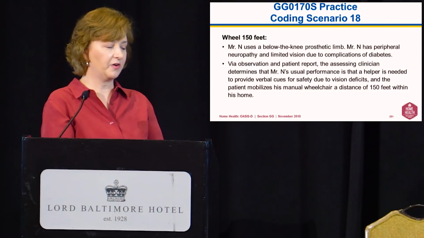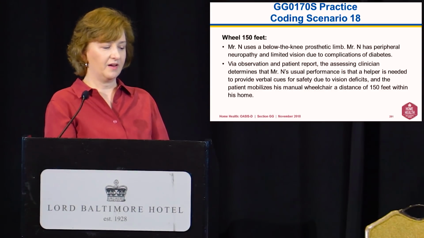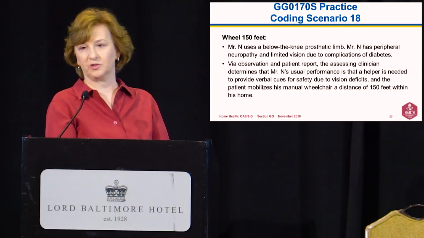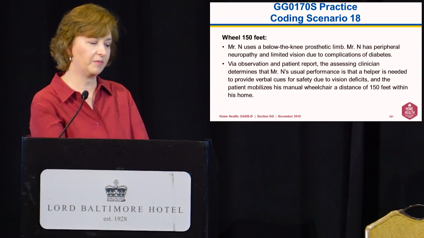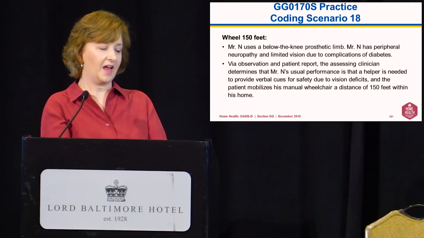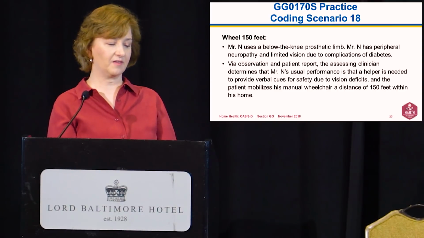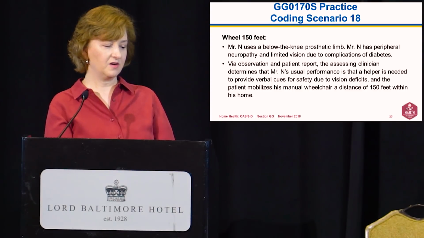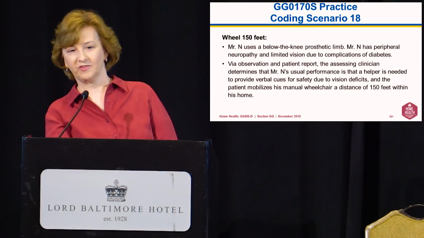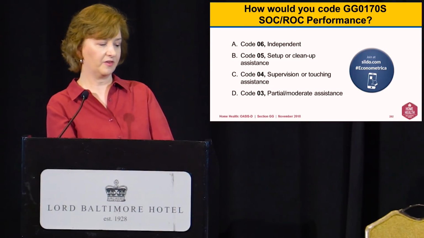We do have a coding scenario here. Mr. N uses a below-the-knee prosthetic limb. Mr. N has peripheral neuropathy and limited vision due to complications from diabetes. Via observation and patient report, the assessing clinician determines that Mr. N's usual performance is that a helper is needed to provide verbal cues for safety due to vision deficits, and the patient mobilizes his manual wheelchair a distance of 150 feet within his home. So the important thing here is that he needed verbal cues for safety, so that would be the basis of the coding. That would be the type and amount of assistance.